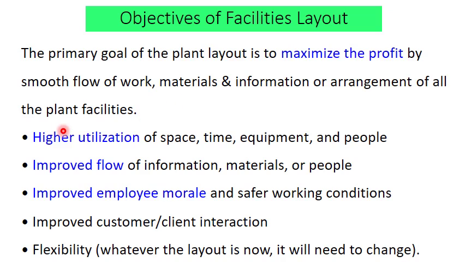Specifically, there are certain objectives that can be achieved through good facility layout. Higher utilization of space. By using good facility layout, we can use all our spaces effectively and efficiently. We can use the time, we can use equipment, we can use our people, our employees. In short, we can maximize the utilization of our resources.